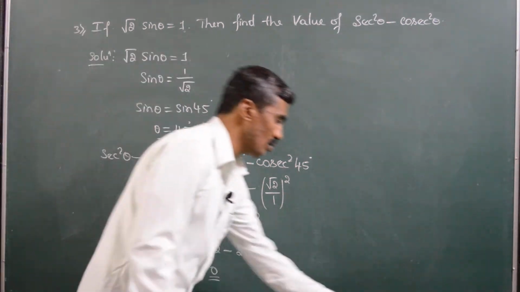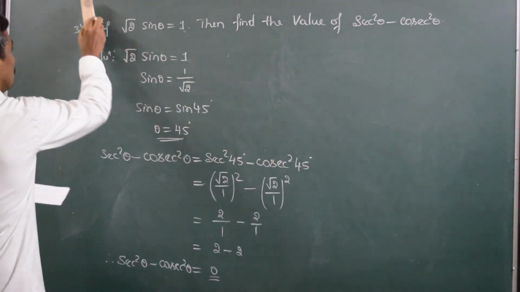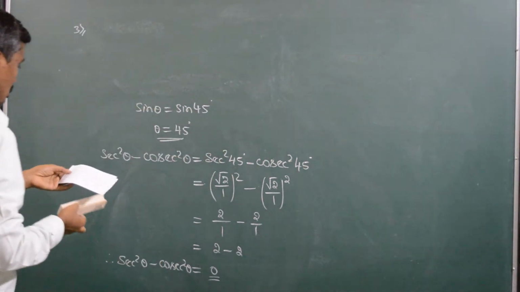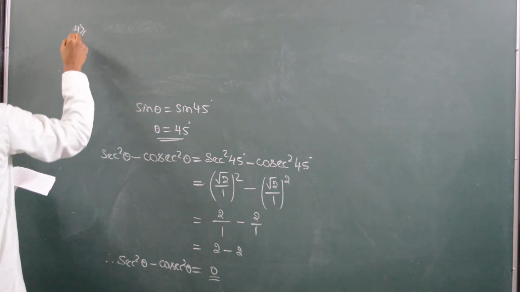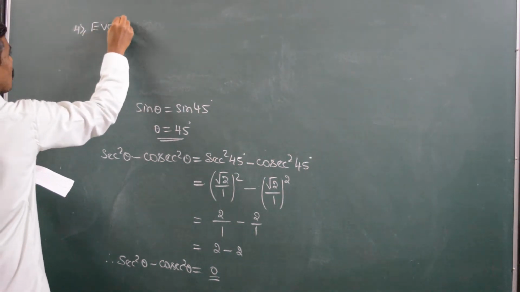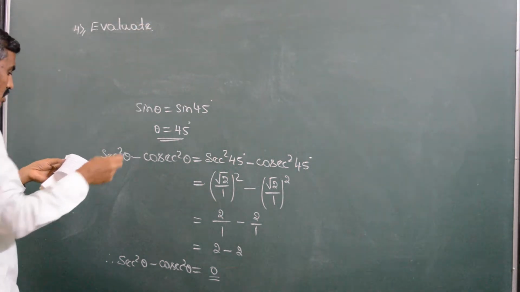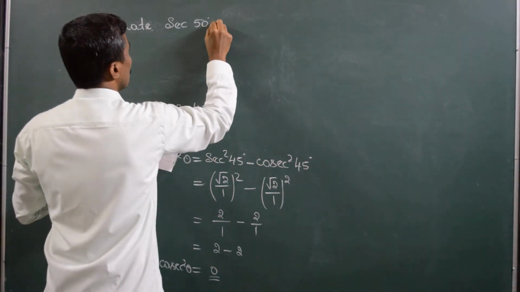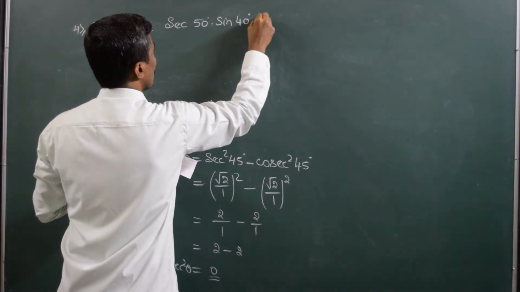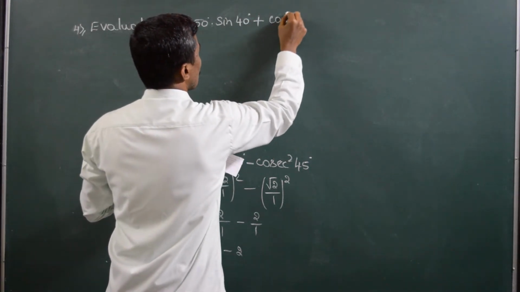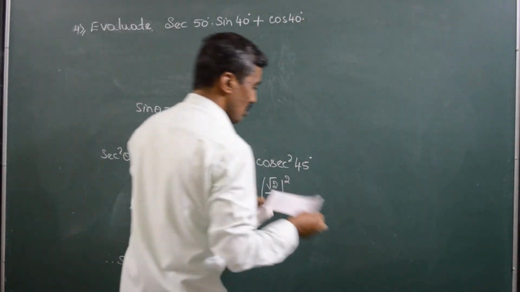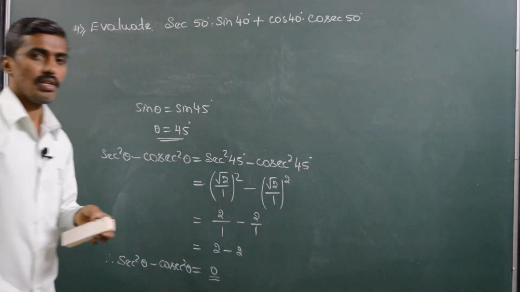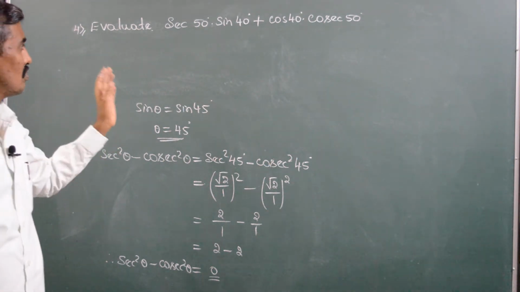Now let me move on to the fourth problem. Fourth problem, evaluate secant 50 degree into sin 40 degree plus cos 40 degree into cosecant 50 degree. Now the angles are 50 degree, 40 degree.